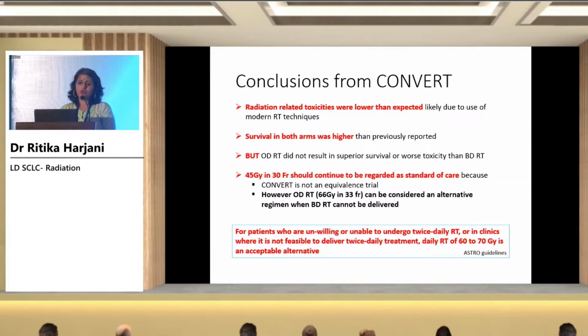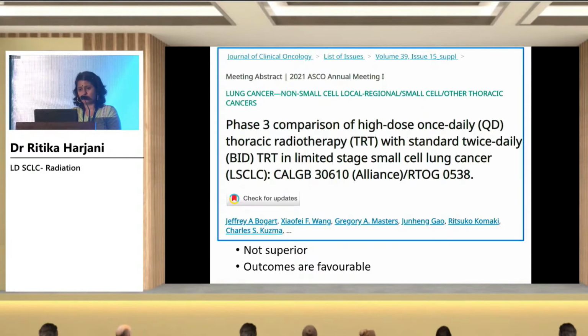So there were some important conclusions from CONVERT. What they noticed was radiation-related toxicities were lower than expected, likely due to use of modern radiotherapy techniques in both arms. Survival in both arms was better than previously reported, but it was a superiority trial. It did not prove superiority. What inference was made into the ASTRO guidelines was for patients who are unwilling or unable to undergo twice daily RT, or in clinics where it is not feasible, which is in most clinics, daily RT of 60 to 70 gray is an acceptable alternative based on CONVERT.